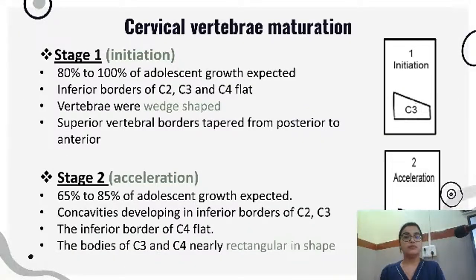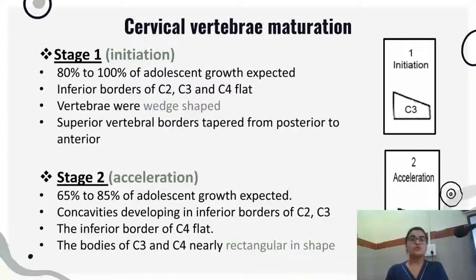So coming to the stages given by Hassel and Furman, stage 1 is the stage of initiation. In this stage, 80 to 100% of adolescent growth is expected. The inferior borders of C2, C3, and C4 are flat. The vertebrae are wedge shaped, and the vertebral borders taper from posterior to anterior.